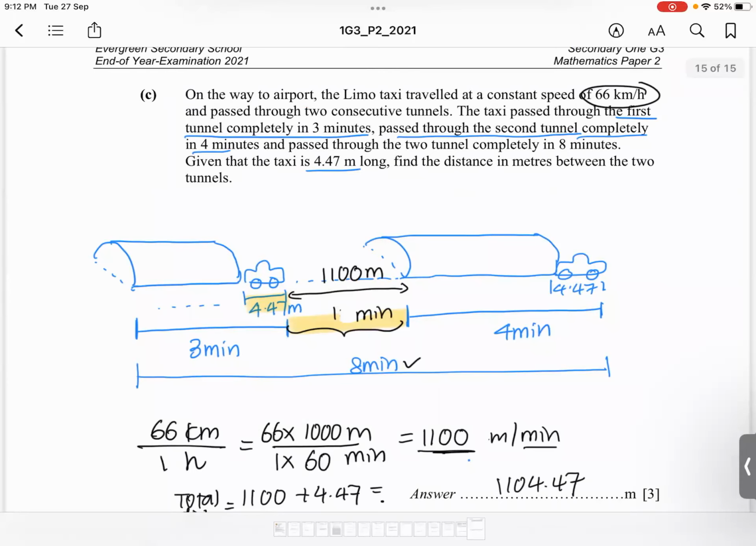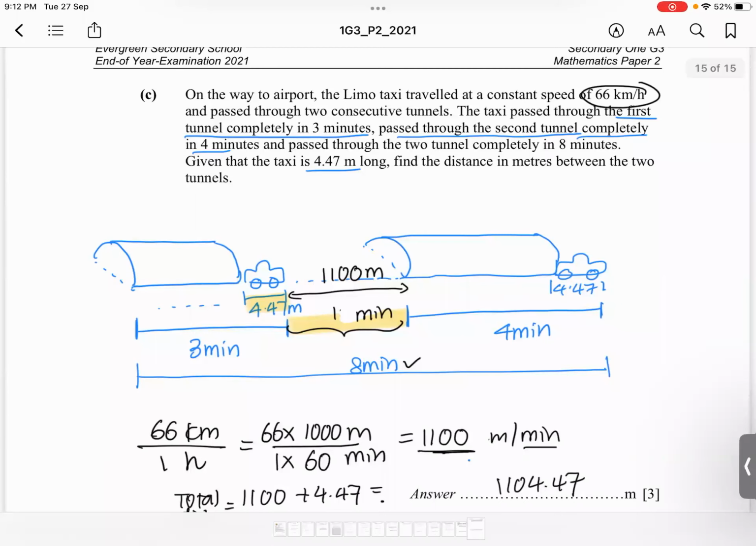If the two tunnels joined together, then there would be only one tunnel, correct? So there must be some distance in between the two tunnels. For it to completely go through both tunnels, you need to travel the distance in between. So it's still 8 minutes. If not, 3 plus 4 is 7 minutes. It cannot be 8 minutes also, correct?